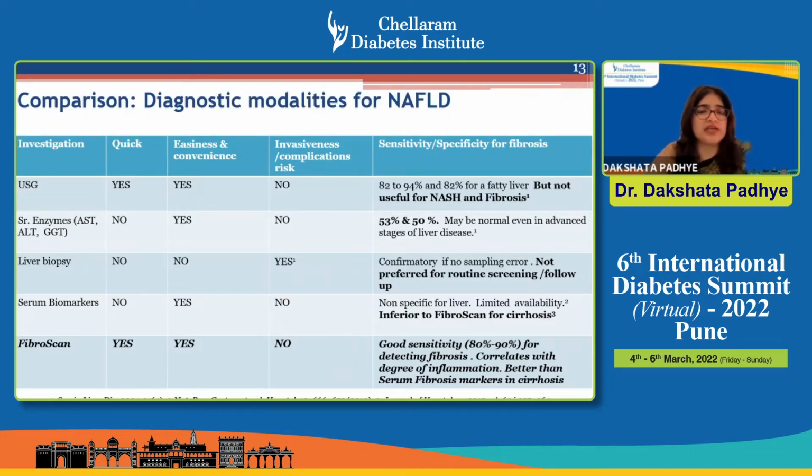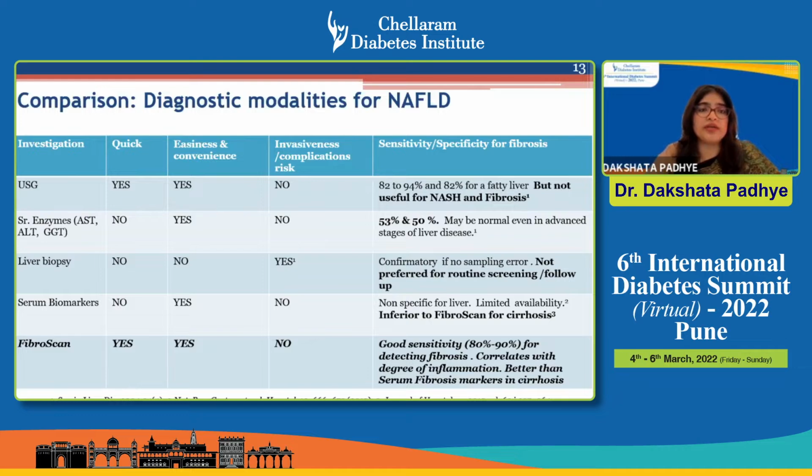Now, these are diagnostic modalities for NAFLD. Recommended modalities are USG, then liver panel enzymes, liver biopsy, serum biomarkers, and last but not the least, FibroScan. FibroScan is quick, easy, and convenient. It is non-invasive. Complication risk is almost zero. And sensitivity and specificity are very good, sensitivity 80 to 90% for detecting fibrosis, and it correlates the degree of inflammation better than any serum fibrosis markers in cirrhosis.